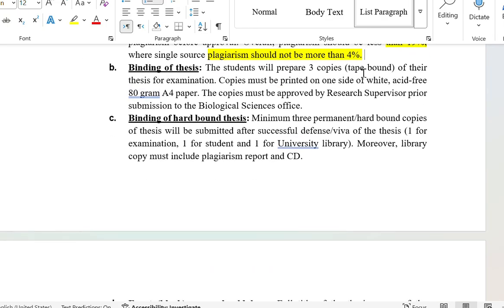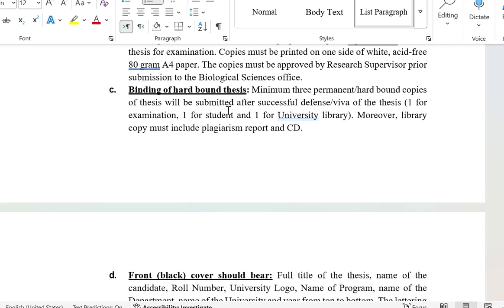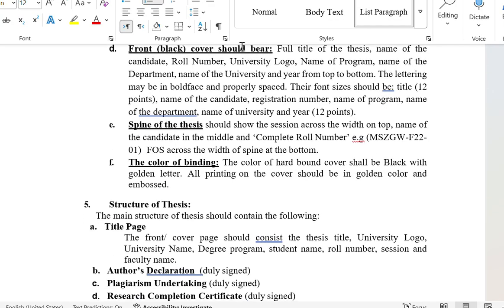Then the binding of the thesis is normally on A4 paper, 80-gram paper, and you have to prepare 3 copies. Tape binding, okay. For the hard binding, there are some rules. You can see later on when you reach the hard binding stage. You can see from here, okay?